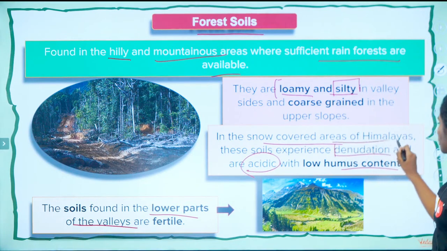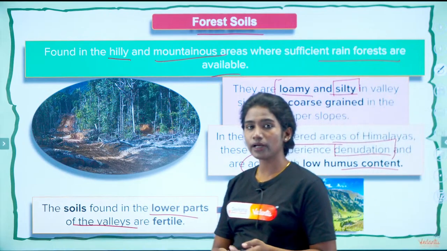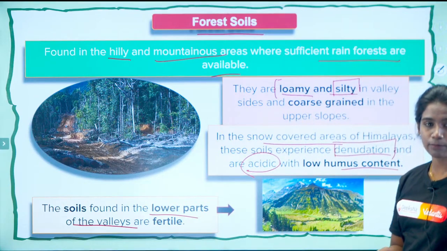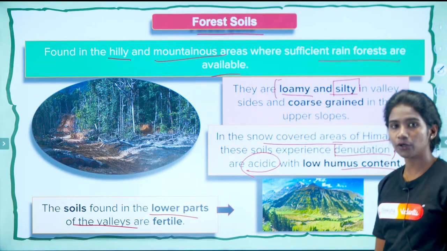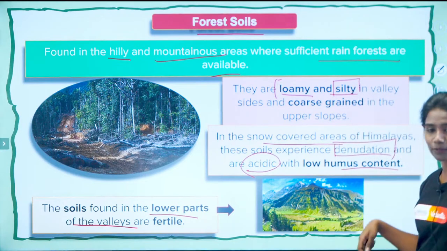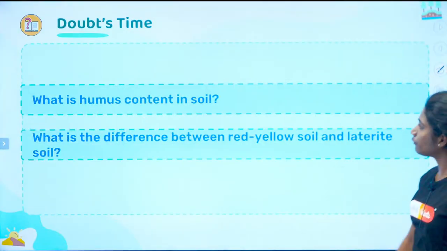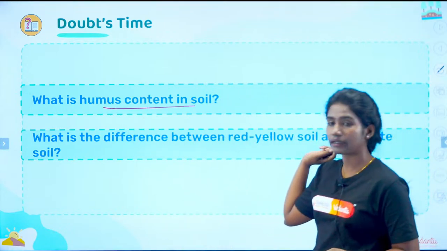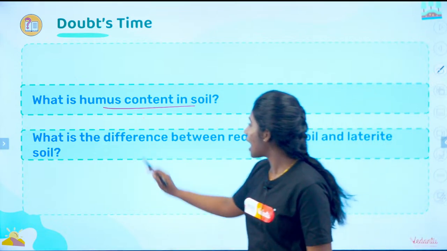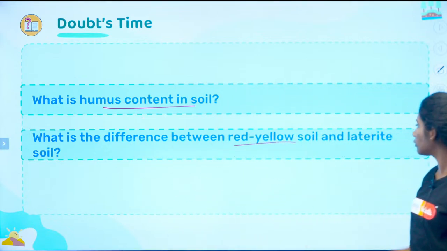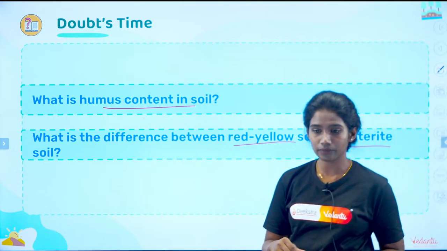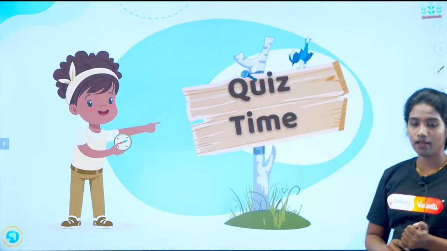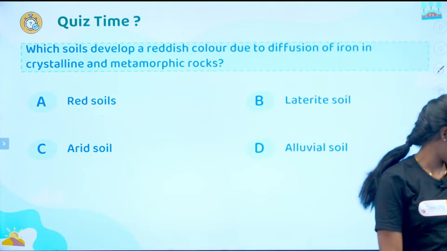Now, what is denudation? Denudation is nothing but the weathering of the surface. For example, when we move on to soil erosion, over there I'll talk about denudation in depth. Okay, fine. So now this is a homework question for you all: what is humus content in soil, and what is the difference between red yellow soil and laterite soil? Fine. So now I want you all to answer these questions.